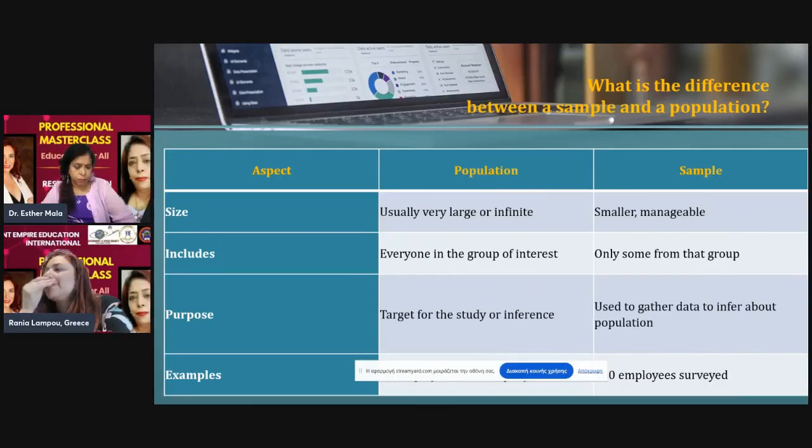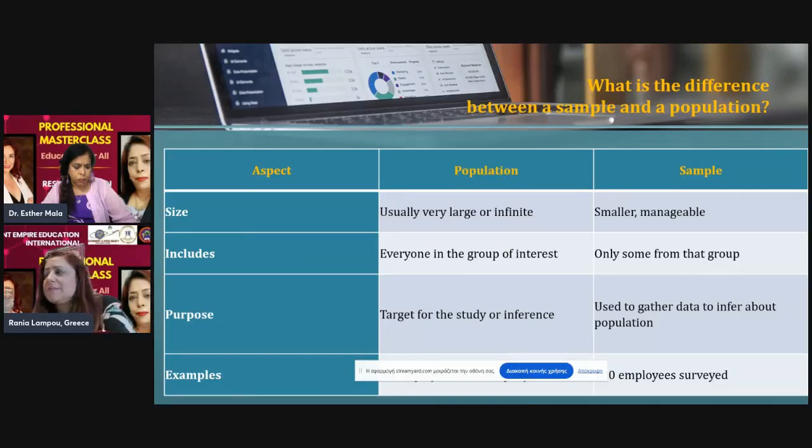I guess you understand the difference between sample and population. Population is the entire group of individuals, items, or data you want to study. It includes every member that fits your criteria and often is too large or impossible to study completely. For example, all high school students in the country.